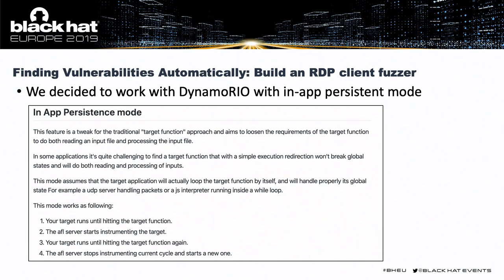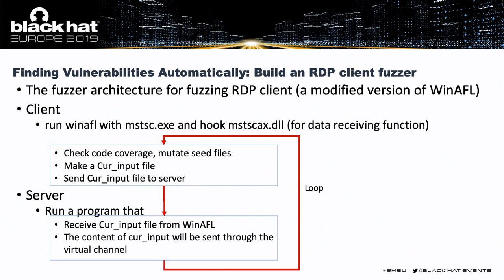This is a detailed description of persistence mode. As mentioned earlier, WinAFL cannot use virtual channels, so we changed the architecture of WinAFL to use virtual channels. This is our fuzzer architecture for the RDP client. WinAFL runs on the client. WinAFL checks code coverage and mutates the seed file, namely the core input. Next, it sends the core input file to the server. The server receives the core input file from WinAFL. The content of the core input will be sent using the virtual channel.